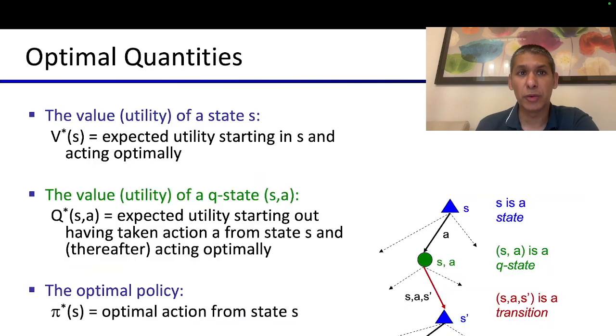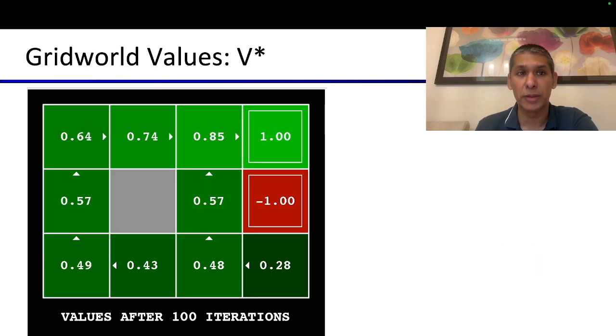We have already talked about the optimal quantities, the V star and the Q star values. The V star values represent the value of a state. Q star values represent the value of taking an action in one state and thereafter continuing to do the optimal operations. We talked about the policy. And all of the values V star and Q star have to take into account the discount rate, etc. So those are the optimal quantities we have already talked about.